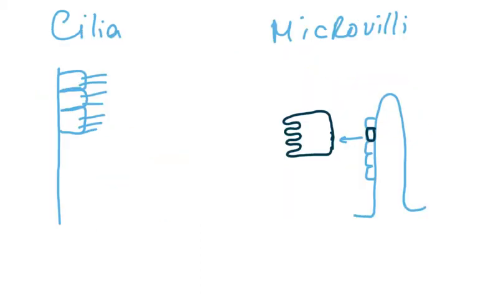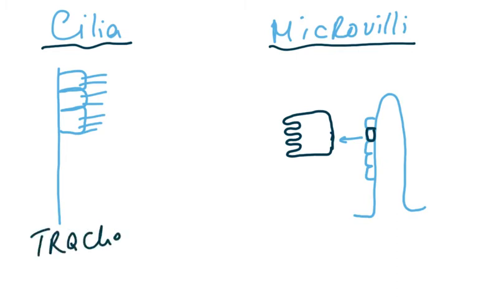Then we have to know the differences between cilia and microvilli. Cilia and microvilli are two different structures. The cilia, you remember, are found inside the trachea. Inside the trachea, the cilia move back and forth, and they move the mucus up towards the throat where it is swallowed. So the function of the cilia is to sweep the mucus up to the throat.